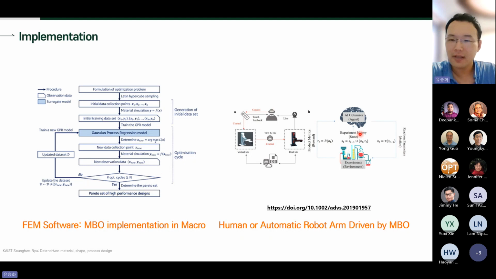And actually in material science and chemical engineering, human experiments are now replaced by robot arms. Okay, we have robot arms, and robot arms fabricate things like photovoltaic cells or do organic chemistry experiments instead of a human. And this robotic arm is controlled by an MBO algorithm. Okay, according to the MBO, it mixes the materials and processes the material and generates prototype devices.